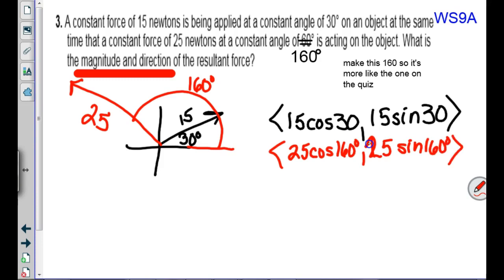Okay, now what? So 15 cosine of 30 plus 25 cosine of 160. Negative 10.5, anybody? Does that make sense that it would be going to the left? Because this one was stronger, right? And then 15 sine of 30 plus 25 sine of 160, 16.05.